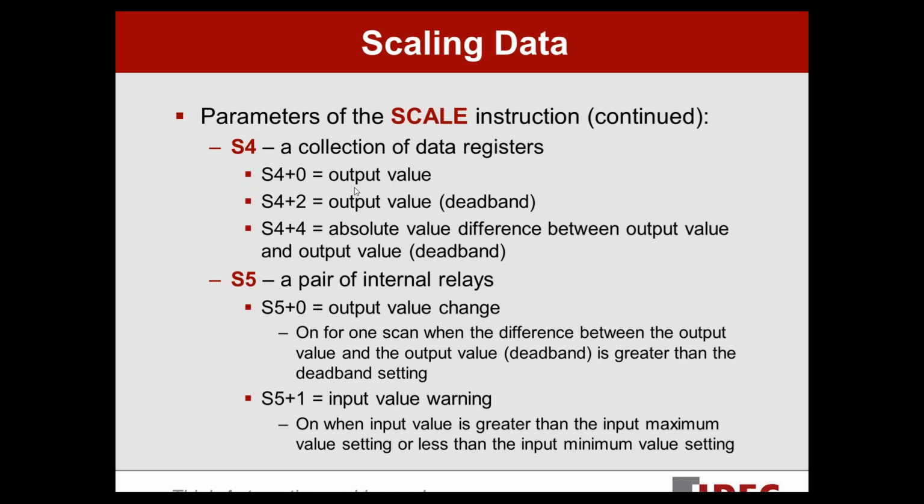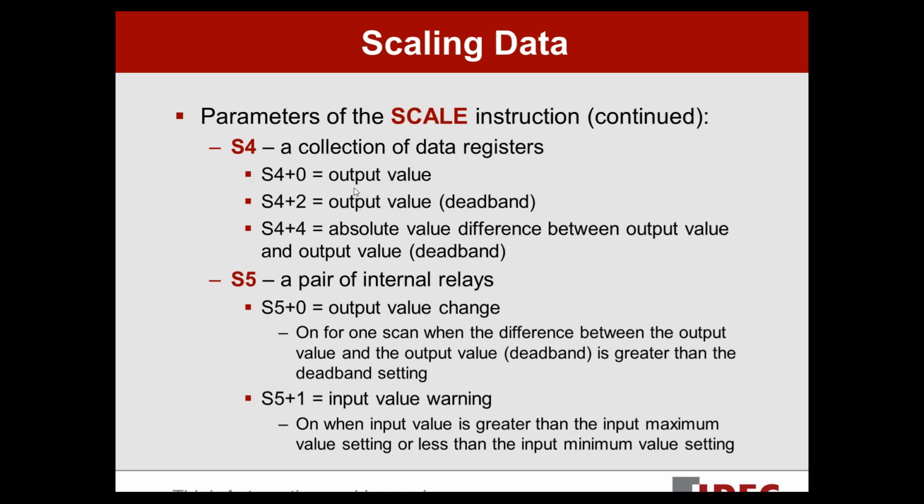So this is going to give us a scaled output value in floating point. We've also got S4 plus 2 and plus 3, again, a 32-bit floating point value. It's going to show us our output value for our deadband. And this will make more sense when we do the application. S4 plus 4 is the absolute value difference between the output value, your S4 plus 0, and the output value deadband, the S4 plus 2.